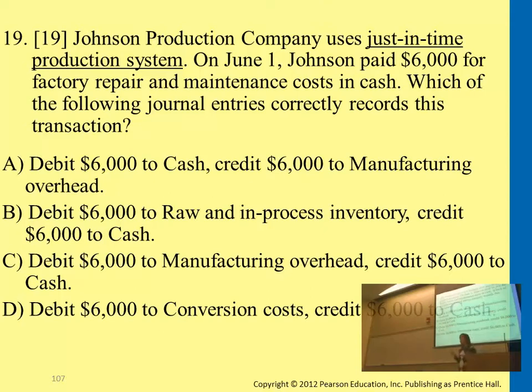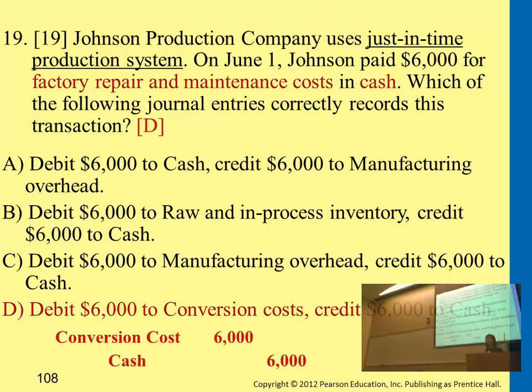Now, JIT system, remember, we have simpler accounts being used for this system. We merge labor and manufacturing overhead, call it conversion. We also merge the materials and work in process. We call it raw and in process inventory. So what does factory repair and maintenance cost fall under? It will be conversion cost. So this journal entry, if you want to write it down, will look like this. Debit conversion cost, credit cash. So this will be D.